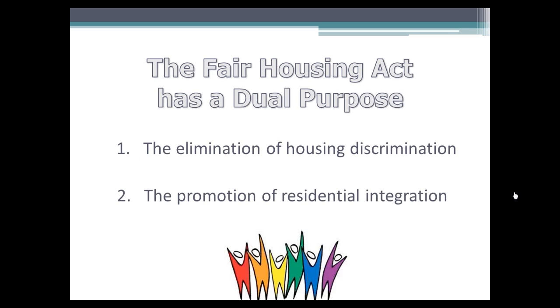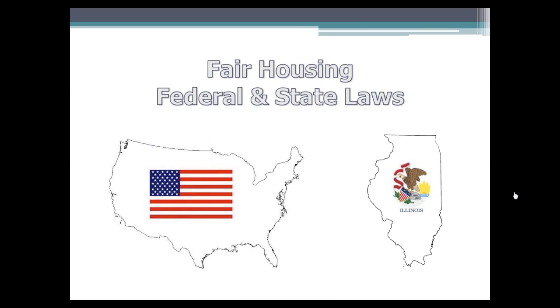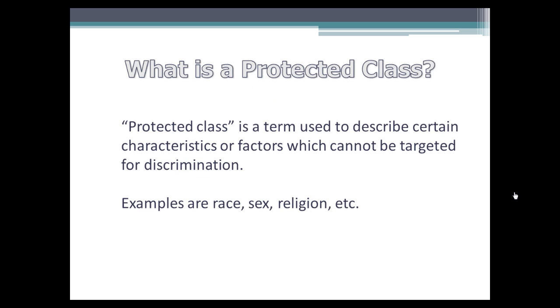The Fair Housing Act was intended to eliminate housing discrimination and to promote residential integration. The federal and state fair housing laws prohibit discrimination against someone because of membership in a protected class when engaging in a real estate transaction. Protected class is a term used to describe a category of characteristics which cannot be targeted for discrimination.